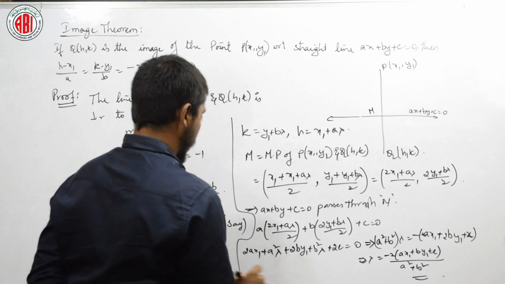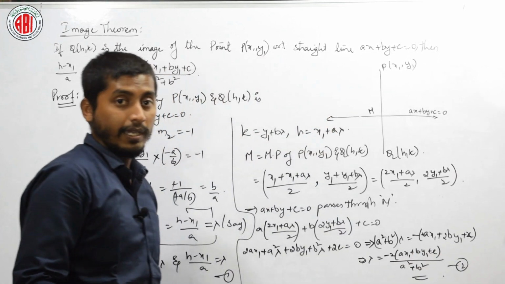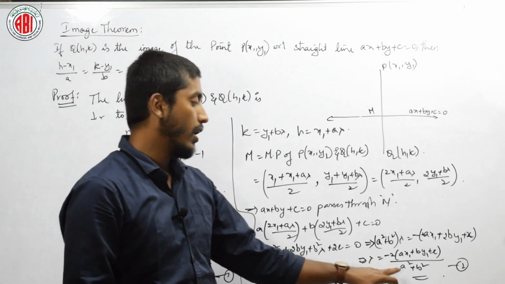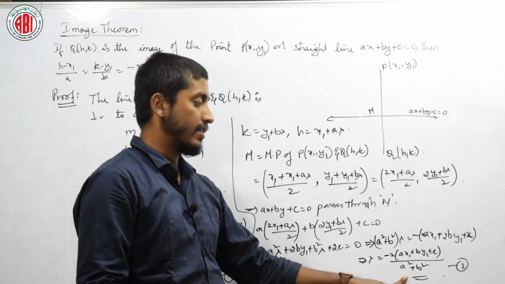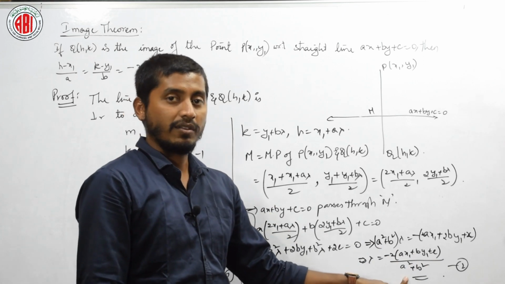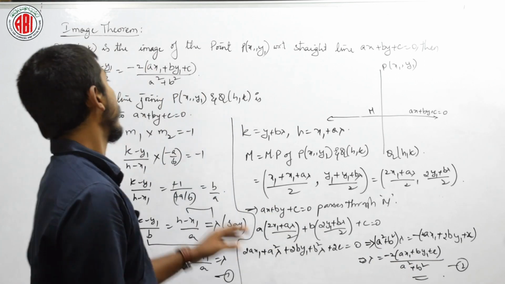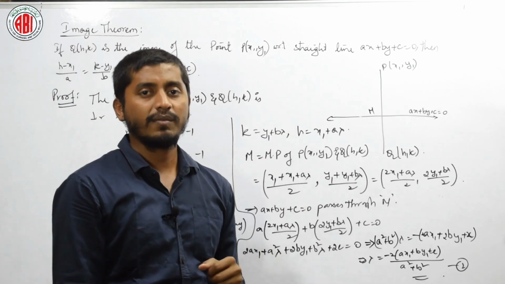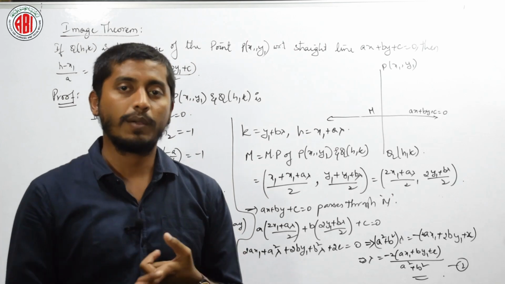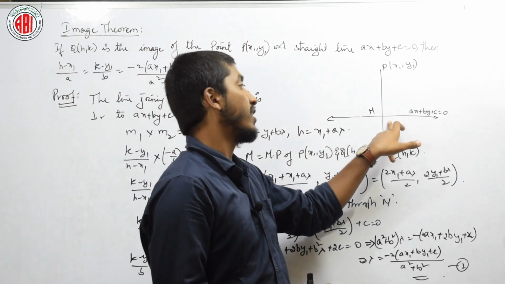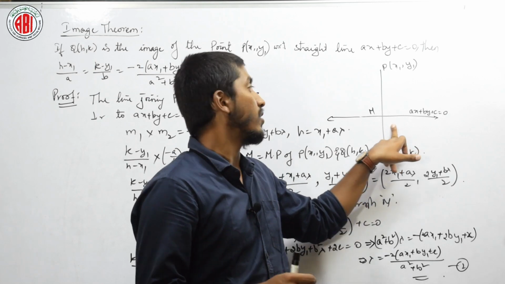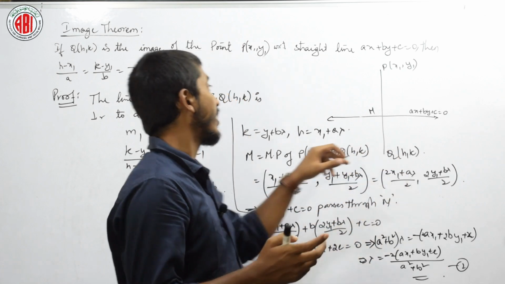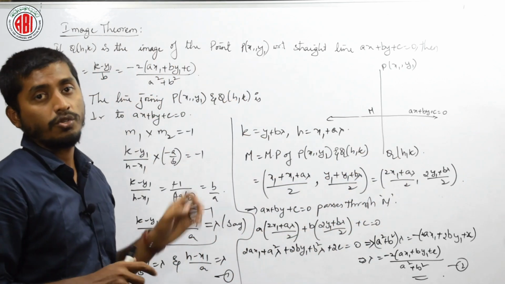From this 1 and 2 we can equate as (h minus x1) by a is equal to (k minus y1) by b is equal to minus 2 into (ax1 plus by1 plus c) by (a square plus b square). Is it clear? This is how we derive the image theorem and the foot of the perpendicular theorem. Why are these theorems important? Whenever we do perpendicular straight lines, we can find the point of intersection without knowing the equation. We may know or we may not know. Based on that condition, we will define these two problems.